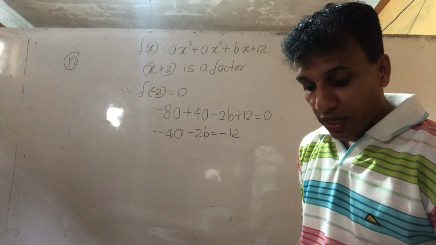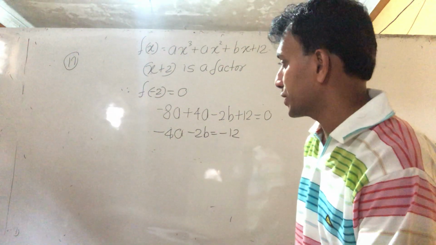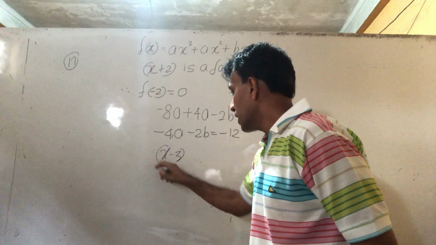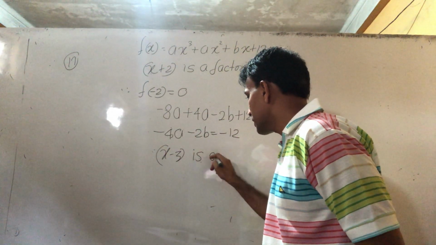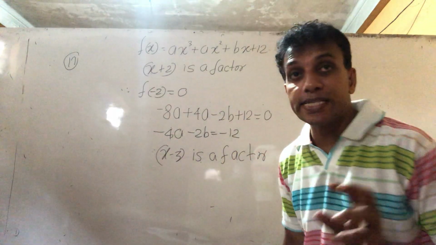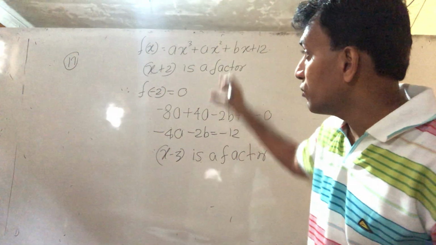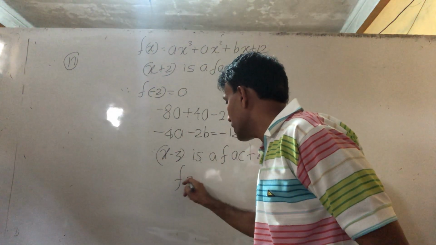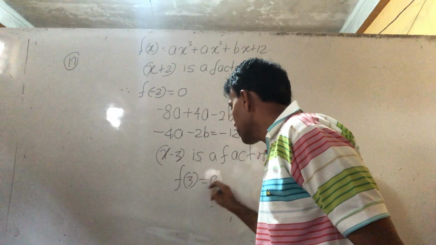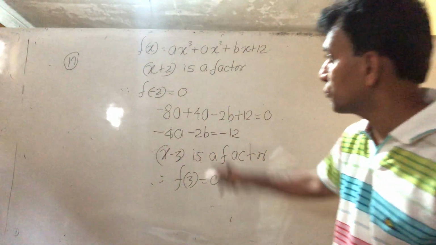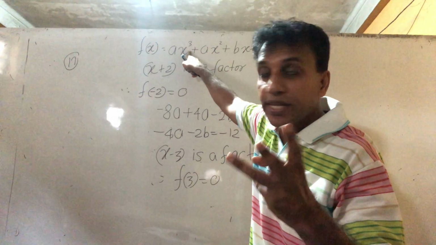Again they said x minus 3 is a factor. x minus 3 is a factor, right? Therefore, if you put x as 3, it becomes 0. So f of 3 is 0. I put x as 3, 27a, right?